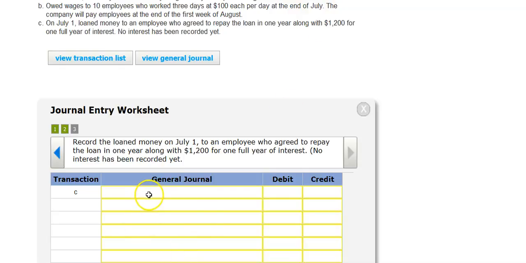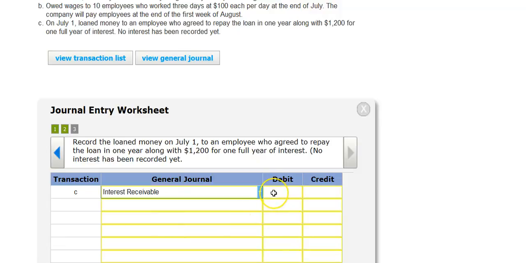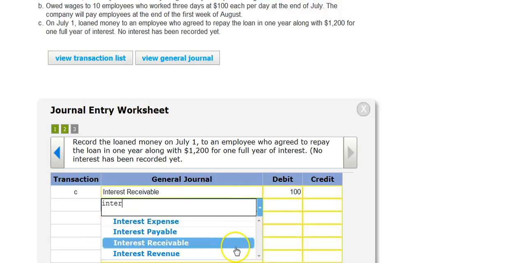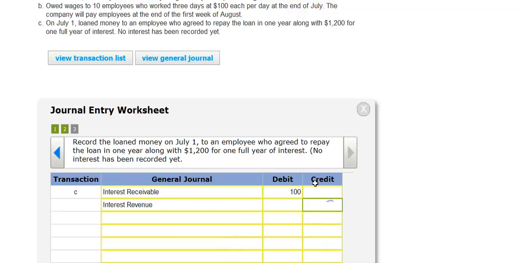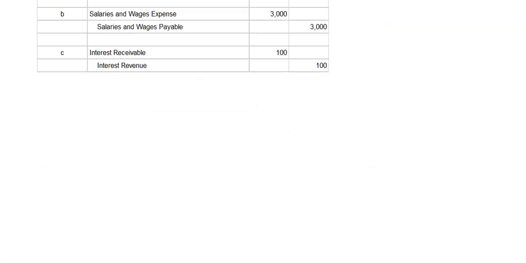So since we aren't going to get paid until the end of the year, we're going to debit a receivable. Instead of accounts receivable, let's debit interest receivable for $1,200 divided by 12, or $100. And let's credit interest revenue for $100. Let's record the third journal entry. And now let's look at all the journal entries.